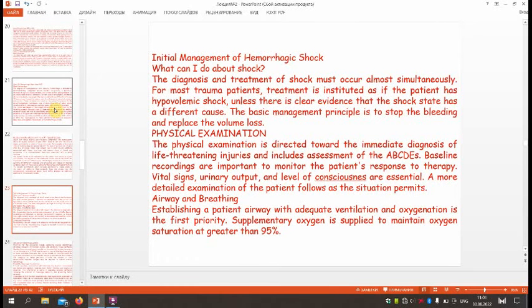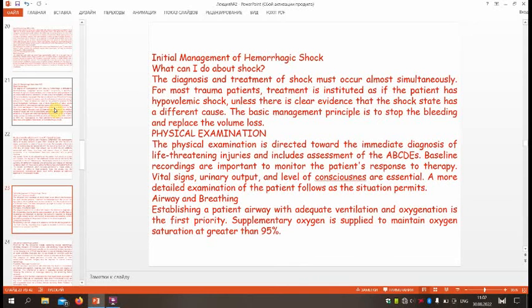Initial management of hemorrhagic shock. What can I do about shock? The diagnosis and treatment of shock must occur almost simultaneously. For most trauma patients, treatment is instituted as if the patient has hypovolemic shock, unless there is clear evidence that the shock state has a different cause. The basic management principles are to stop the bleeding and replace the volume loss.